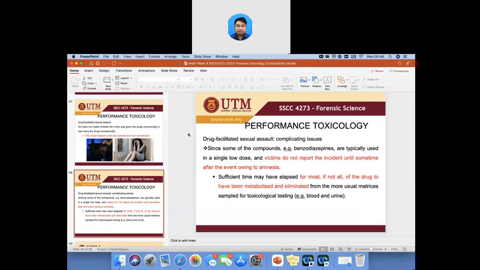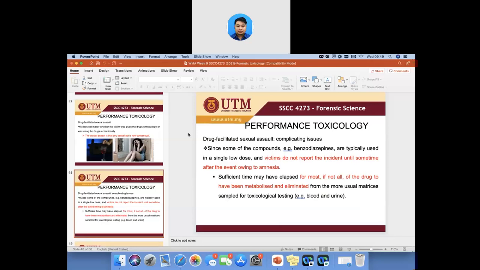So sufficient time may have elapsed for most, if not all, of the drug to have been metabolized and eliminated from the usual matrices sampled for toxicological testing, in this case blood or urine. Okay, so these are one of the issues.